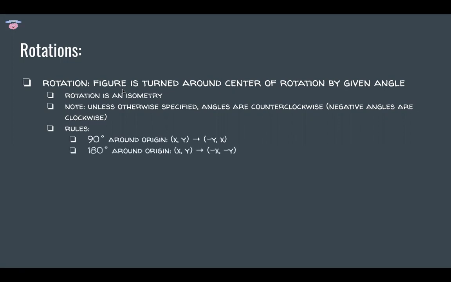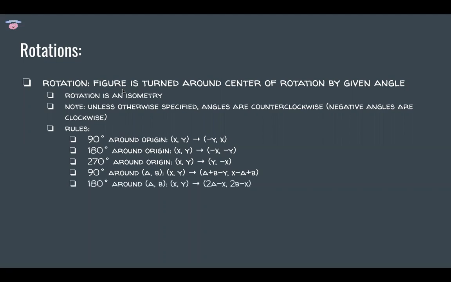180 degrees, (negative x, negative y). 270 degrees, (y, negative x). I suggest you take notes on this. It's hard to remember, unlike the reflections. And now we'll be talking about rotations around points, centers of rotation that aren't the origin. So around (a, b), it'll be (a plus b minus y, x minus a plus b). Yes, it's as complicated as it looks. For 180 degrees, this is the same as doing a reflection over both the y-axis and the x-axis, and this will give you (2a minus x, 2b minus y).